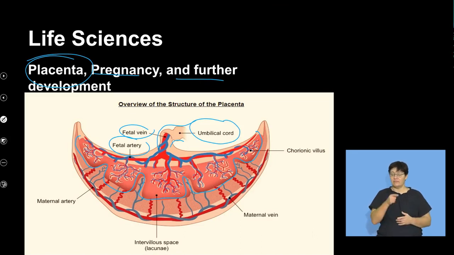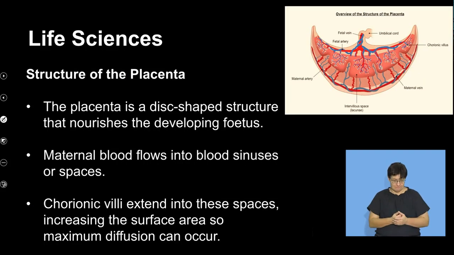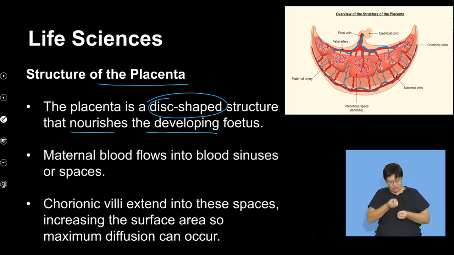So if we take this placenta and we place it into the developing uterus of the mother, we see that this is the disc-shaped structure, and here you'll find the fetus on the upper side attached here. So that's just to give you a context to where we are. Okay, so let's look at the structure of the placenta. As I mentioned, it's a disc-shaped structure which is important in nourishing the developing fetus.